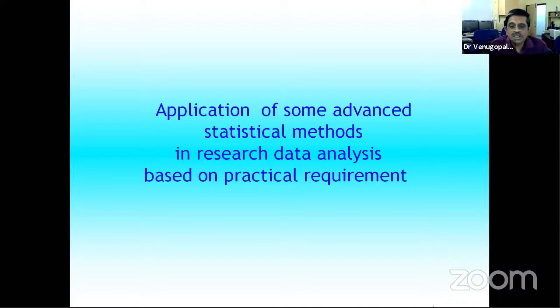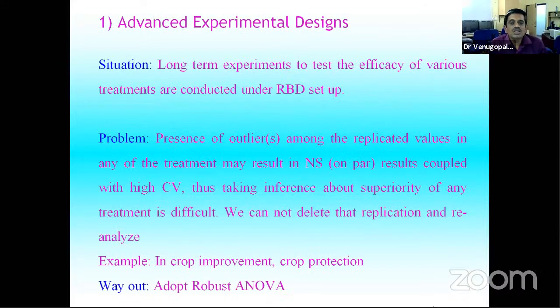So what I will be doing here is, first I will be presenting the problem as perceived by them. Then I will be seeing what is the existing methodology, what are the lacuna in the existing methodology, what is the remedy and what is the new methodology which we can suggest, and how the new methodology has helped the researchers in capturing the reality of whatever experiment they have done. So like this, I will be going for the next 10 slides. So first, let me consider the advanced experimental design.